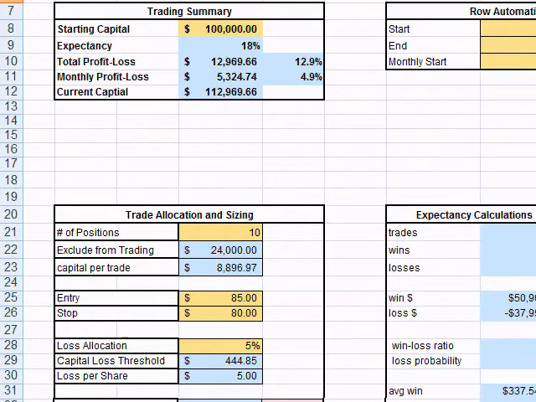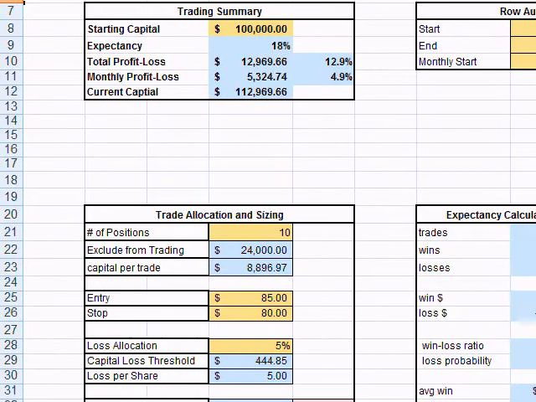Okay, so the next step would be how do you put all that together? You need a trading summary. So you start with around $100,000. You track your profit and loss.